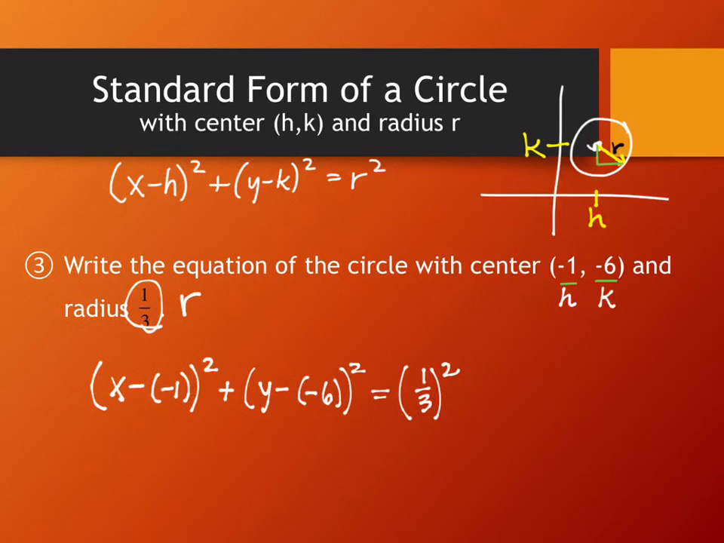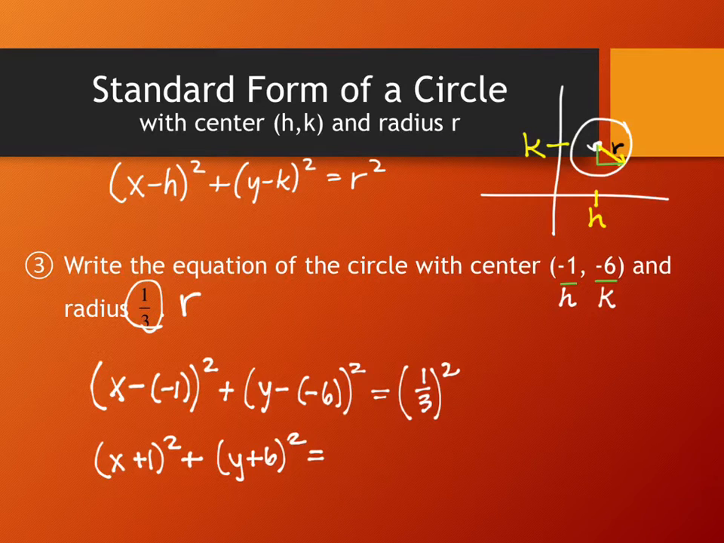So this is simply substituting the values into the formula. That's all I did. If you don't need that step to show the next step, that's okay. It's not crucial to do so, but minus a negative is plus. This is x plus 1 squared. And minus the negative over here is also addition, so it's y plus 6 squared.